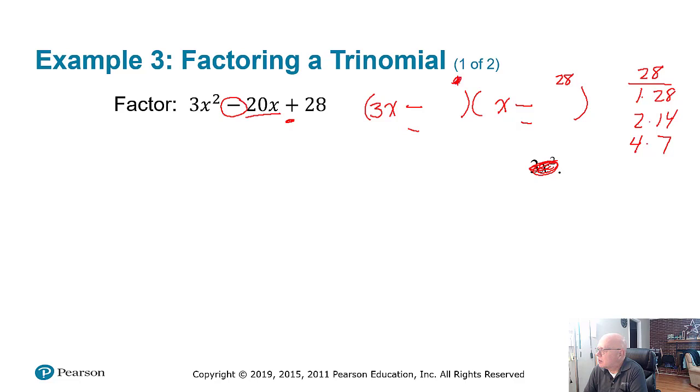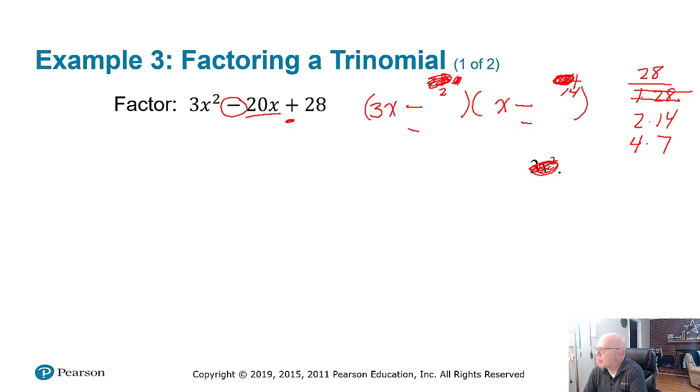So erase those. Try it the opposite way. Put 28 here and 1 there. See if that works. Gives you 28x and 3x. That doesn't give you the 20. So we can scratch this off entirely. Erase those. 2 and 14. All right, so you try 2 here, 14 there, and cross your fingers.